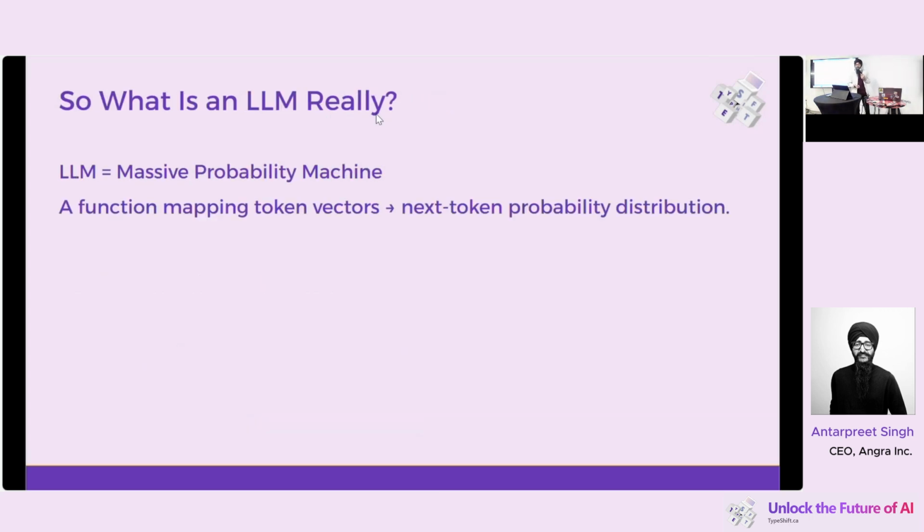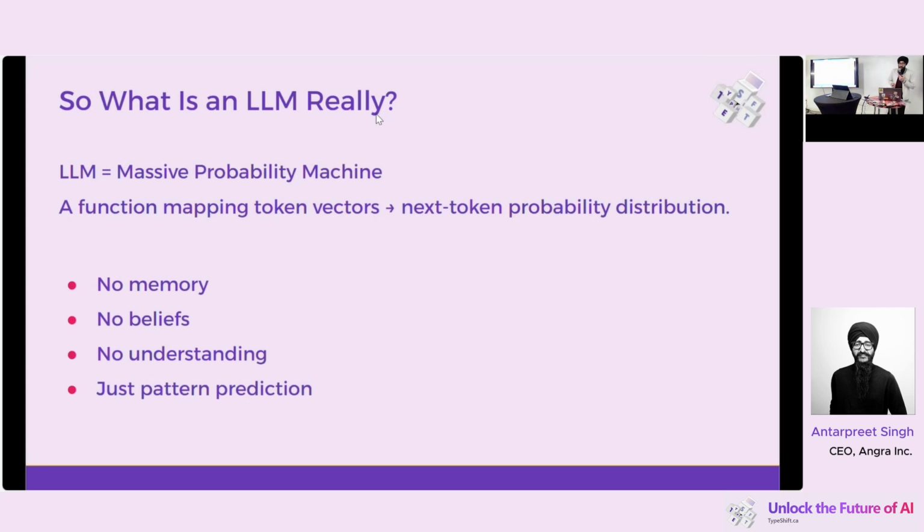So what is an LLM in the end? An LLM is just a massive probability machine, and that's it. It is just trying to predict, based on statistics and probability, what should be the next word. And you can also consider it a function mapping token vectors, because a function takes an input, which is vectors, maps it to other vectors and responds with vectors. And in the end, it gives us a probability distribution, which is what should be the next token and what probabilities they have.